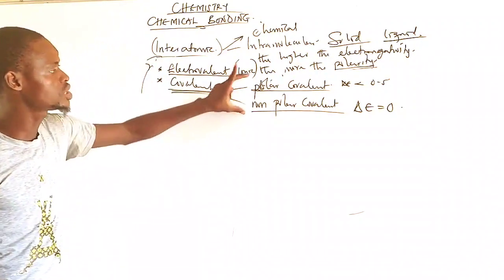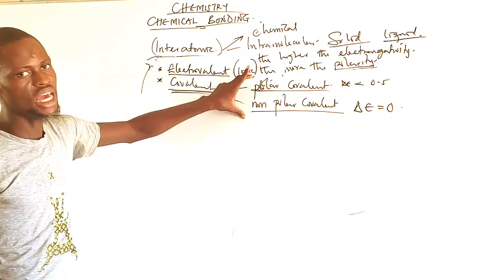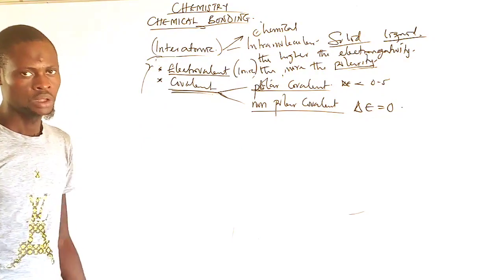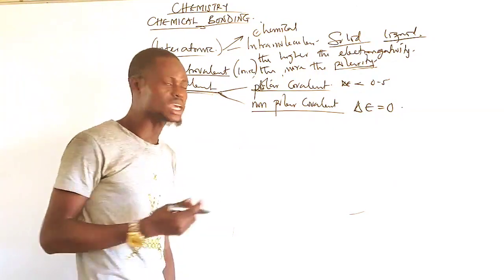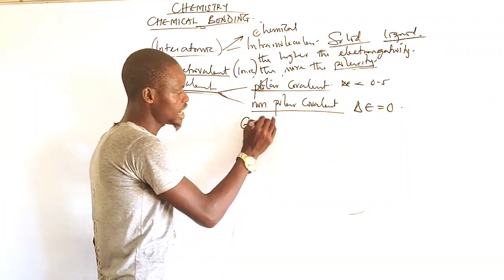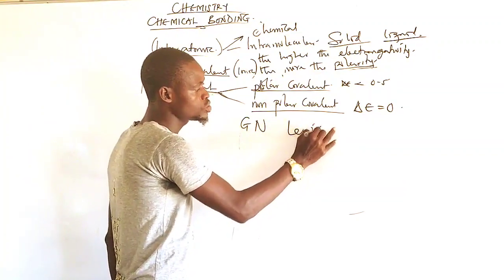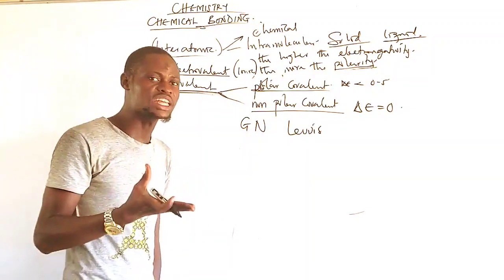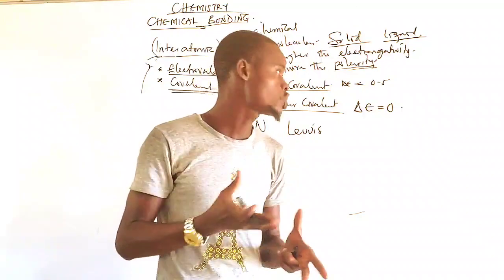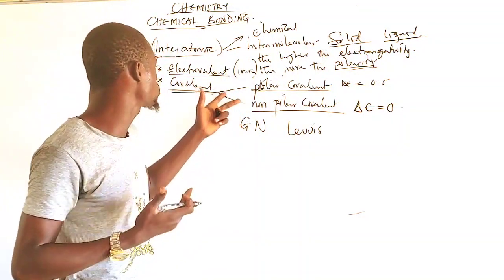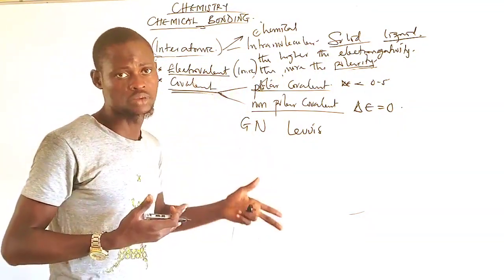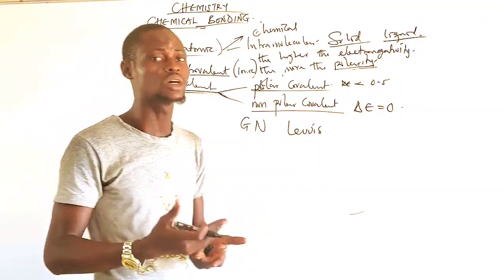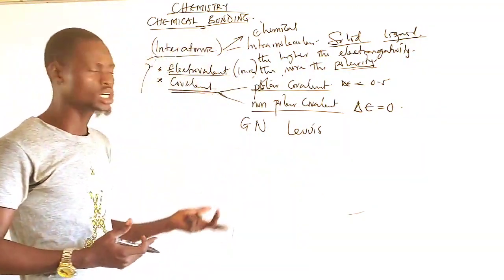But before I move on to this in full, let me explain what we call the Lewis structure. The Lewis structure was introduced by a scientist known as G.N. Lewis. This structure can be used to explain the bonding that is found between molecules. We can use the Lewis structure to explain the bonding. Now, what is this structure talking about?